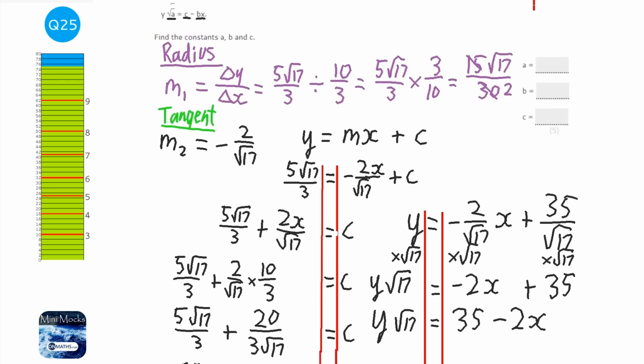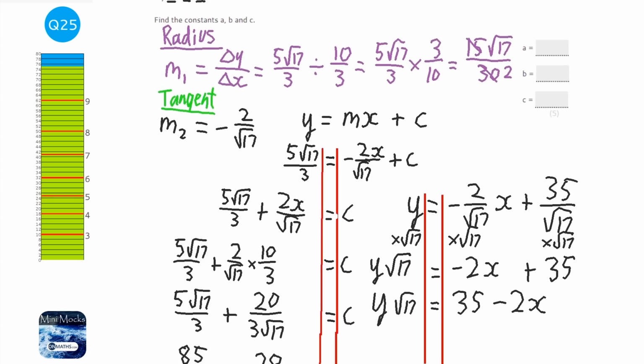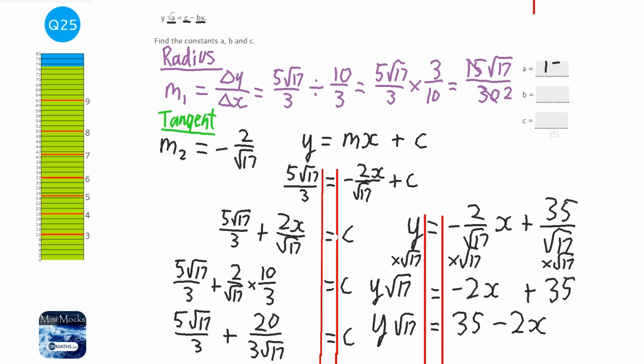So looking back at the question, a will be what's in the root, which will be 17. c will be the number on its own, which is 35. And the b will be the coefficient of the x. Now, technically, because it's got a minus in there, b is 2. But in the exam, I can imagine that if you wrote minus 2, it depends really. I mean, technically b should be positive 2 because it has a minus in this bit here.